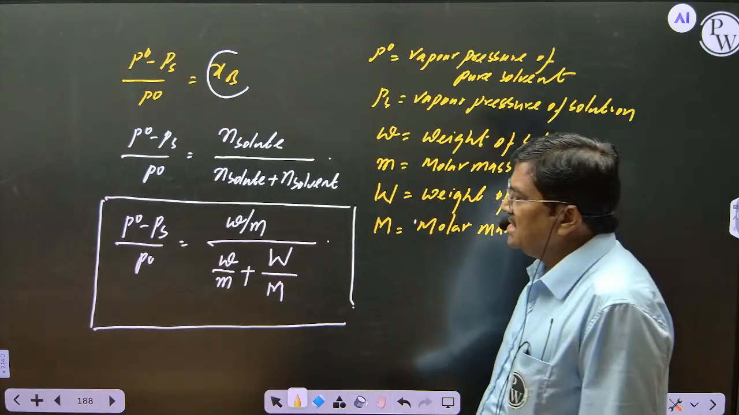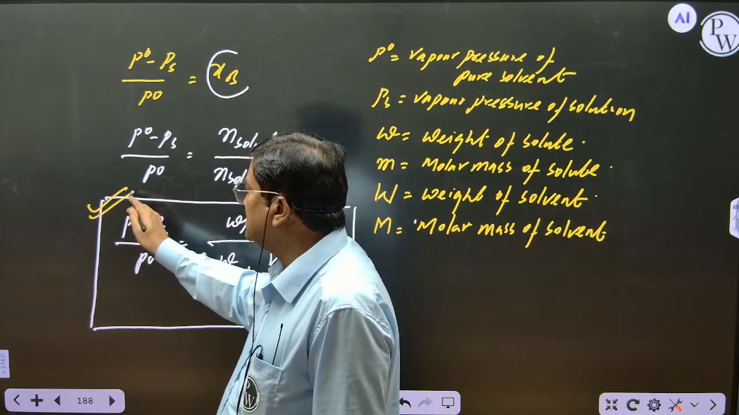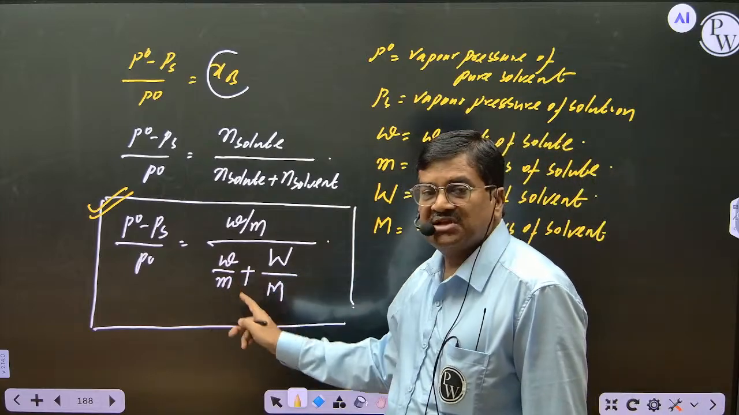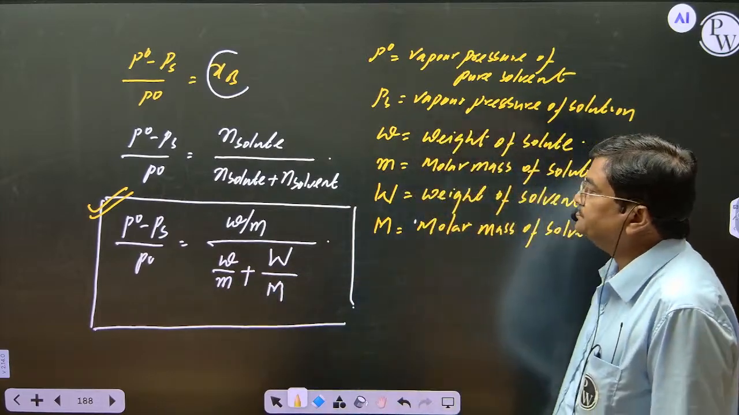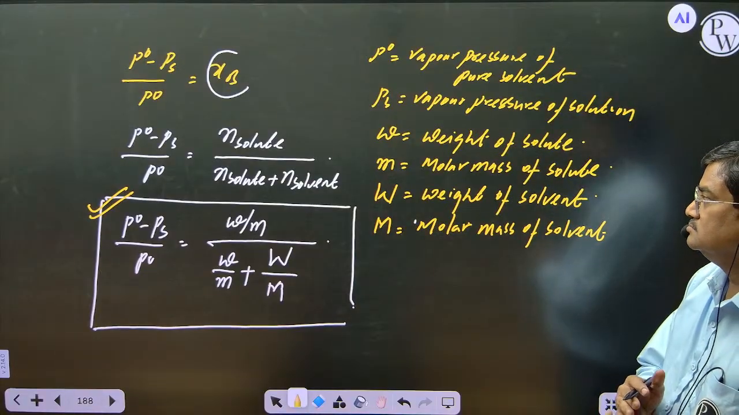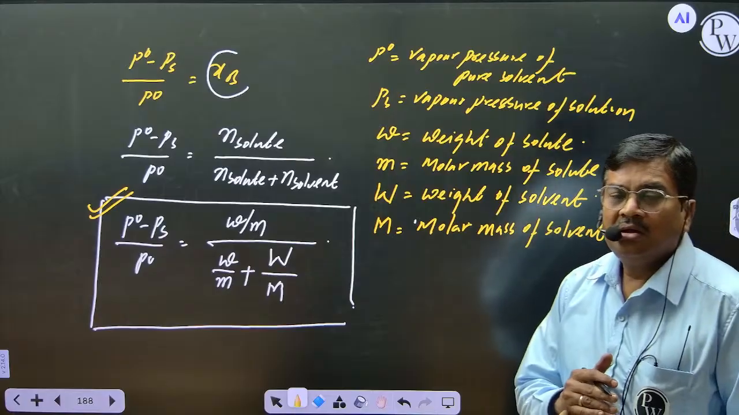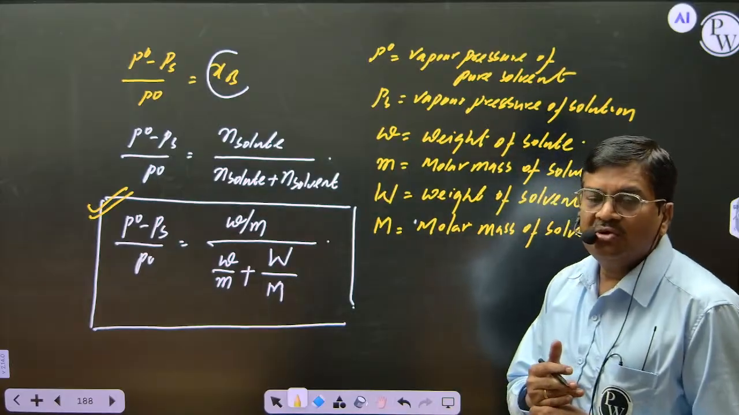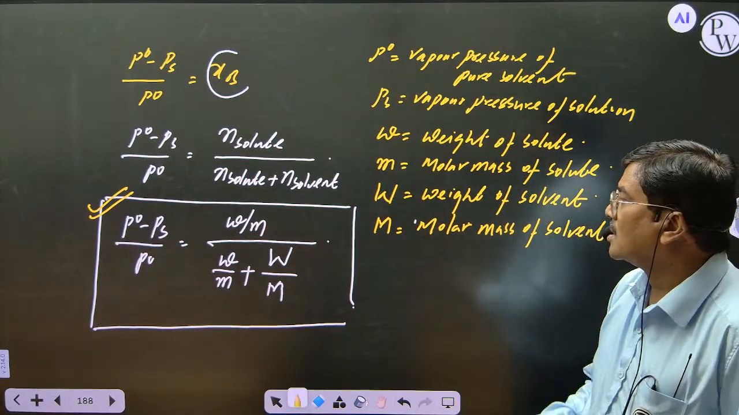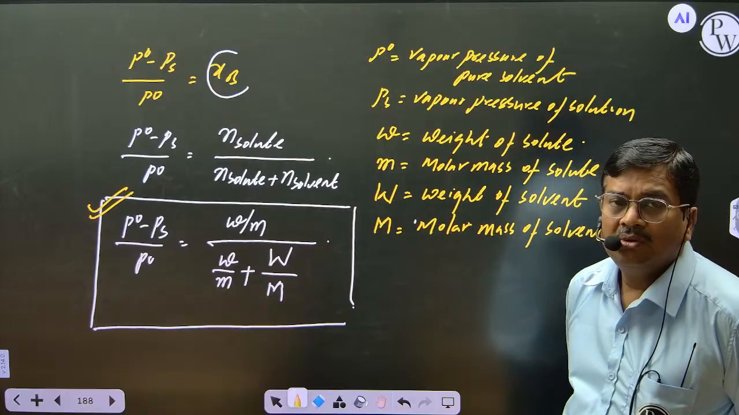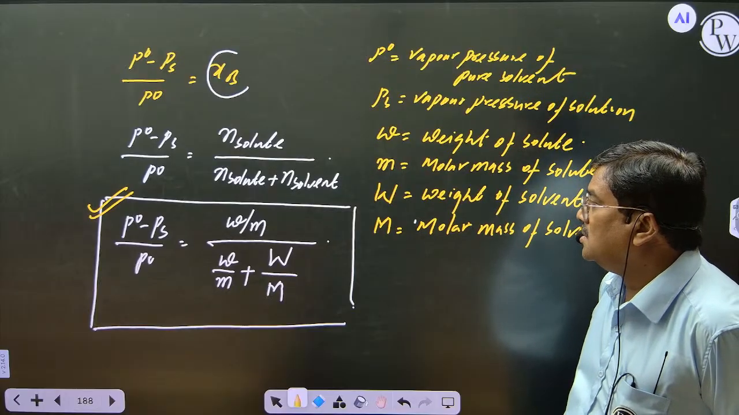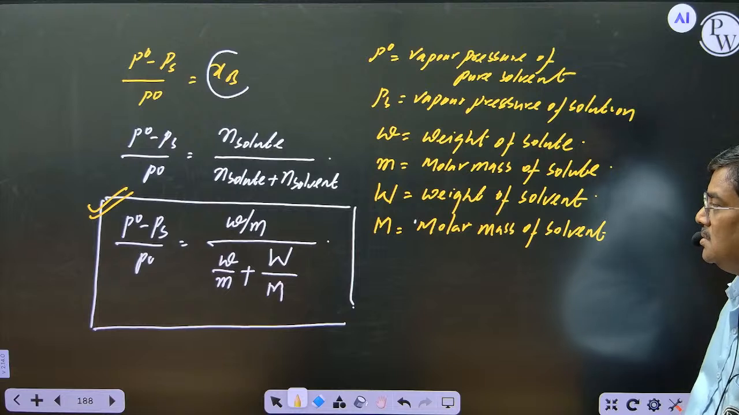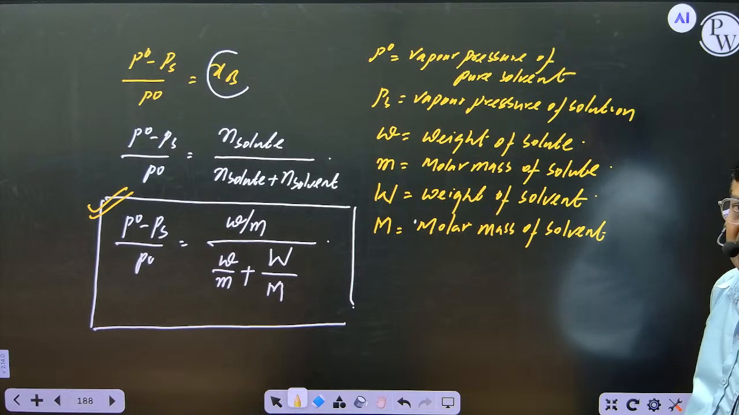Copy this. In this relation we get numericals in JEE Mains as well as in NEET. They can ask you to find the molar mass of solute. Understood up to here, all of you? Very important. This is Raoult's law, that is RLVP, relative lowering of vapor pressure.